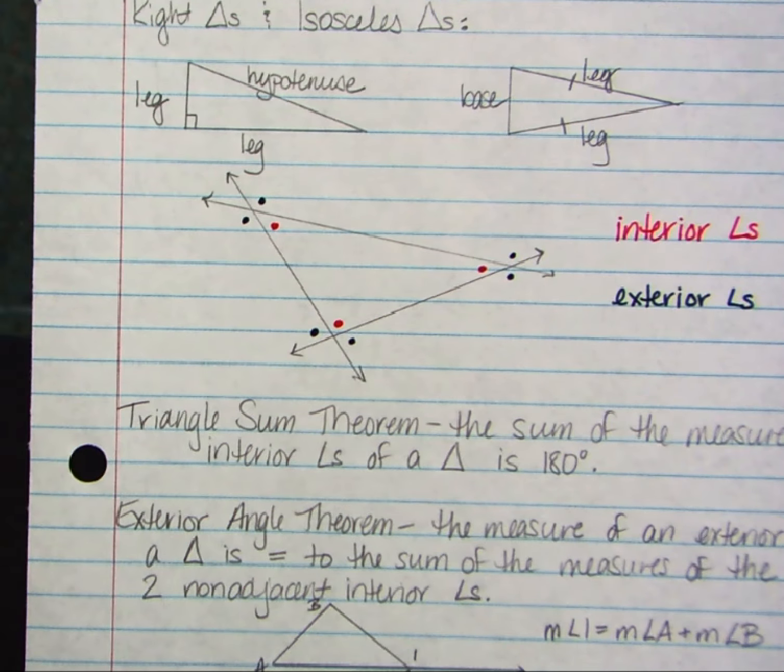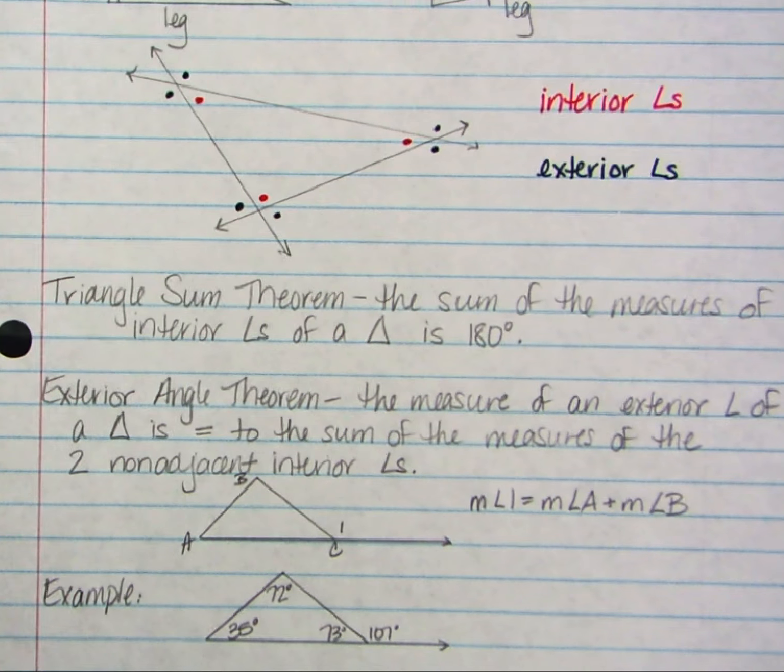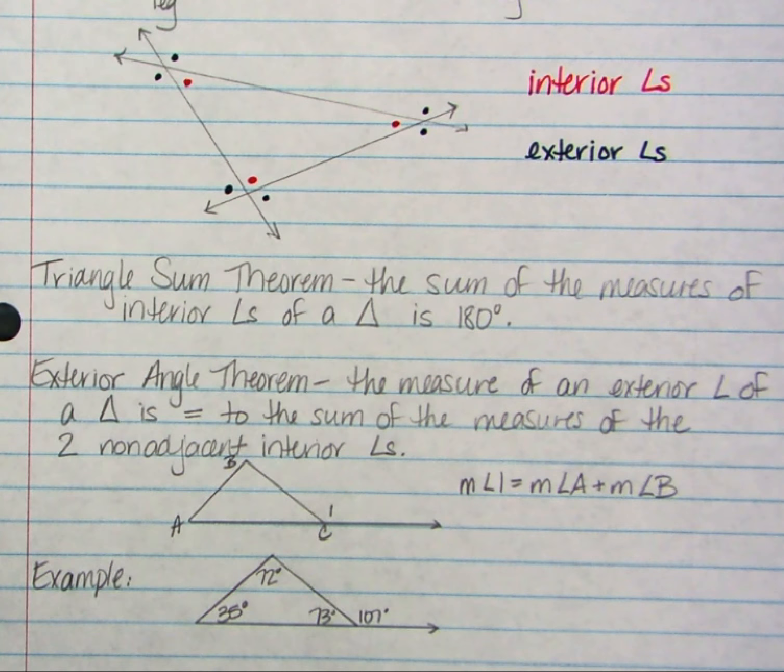We do have a couple of theorems. The first one is the triangle sum theorem. Again, this is something that's familiar to you. The triangle sum theorem says that the sum of the measures of interior angles of a triangle is 180 degrees. So if we add all the angles of a triangle together, we get 180 degrees.